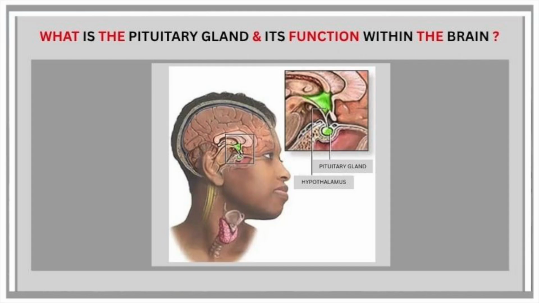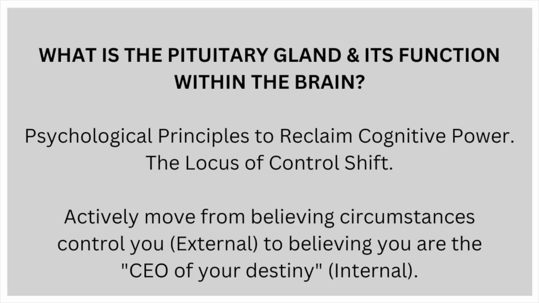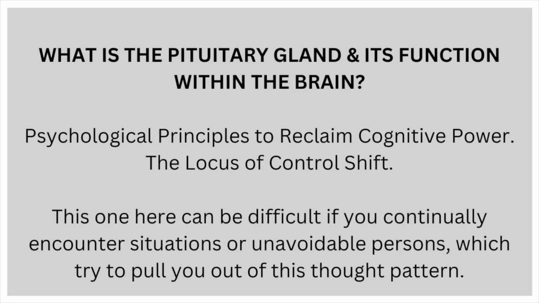Psychological principles to reclaim cognitive power. The locus of control shift. Actively move from believing circumstances control you, these being external, to believing you are the CEO of your destiny, this being internal. This one here can be difficult if you continually encounter situations or unavoidable persons which try to pull you out of this thought pattern.